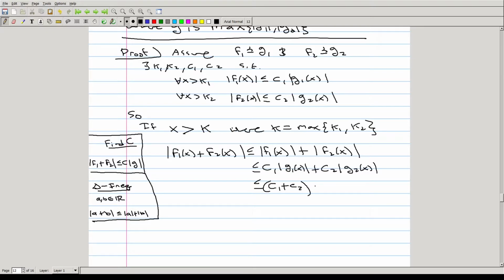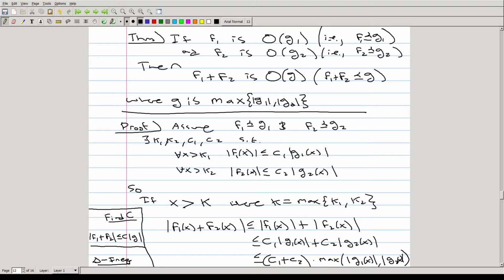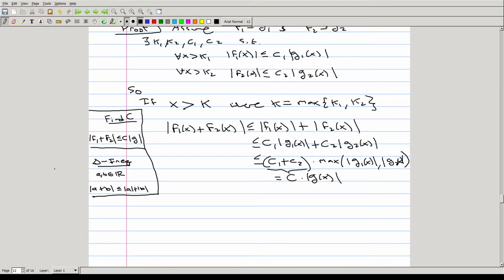multiplied by the maximum of g1 of x or g2 of x in absolute value, which is the same thing as some constant c. This is our constant c, c1 plus c2, times the absolute value of the function g of x that we defined in the theorem statement. So this clearly proves our theorem.